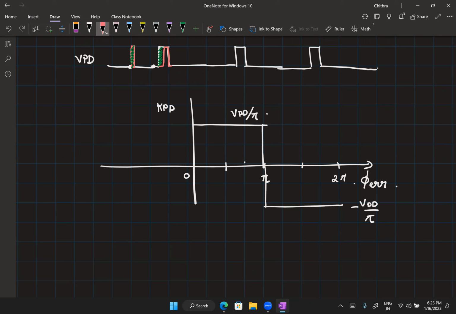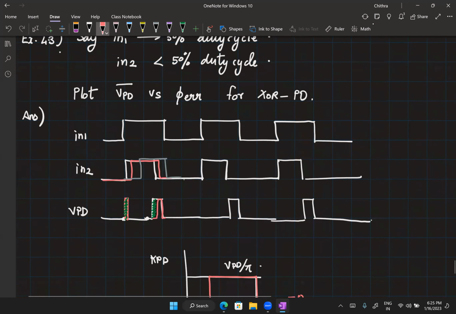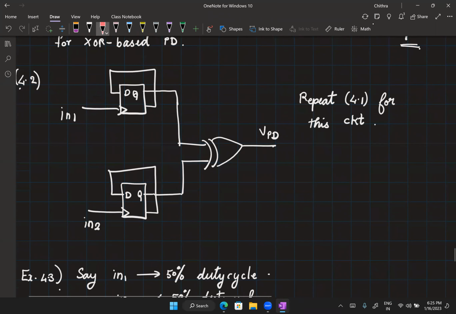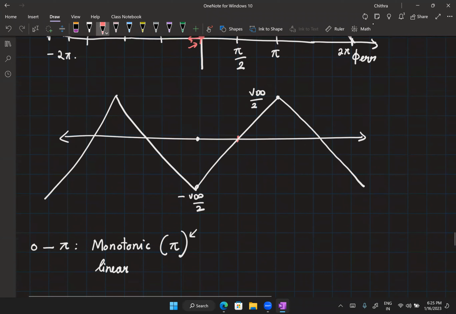So now what we have is gain is 0 for some time. Then it becomes equal to VDD by pi. Then again it is 0 for some time. And then it goes to minus VDD by pi. So effectively, we have regions where the gain is now equal to 0. So if you have flat regions in your characteristic curve, we call them dead zones.